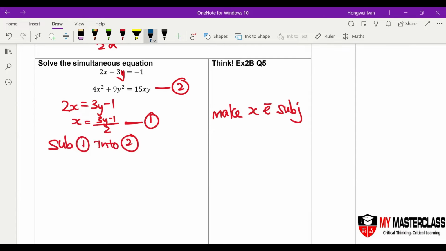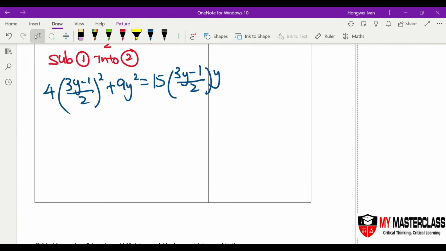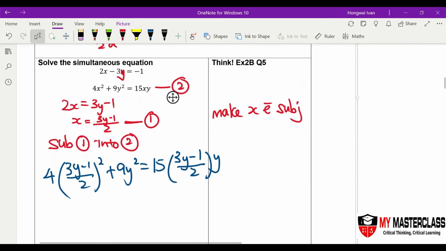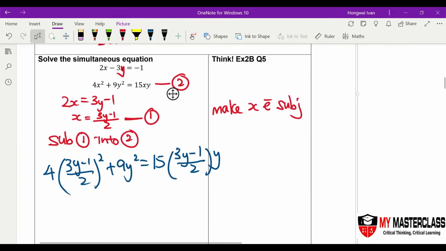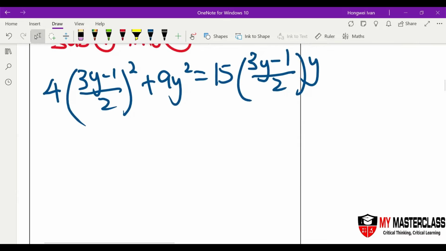Most of us did this last year already. 4 and then the x squared is 3y minus 1 over 2 squared, plus 9y squared equals 15. Be careful, some people get stuck because they forgot to sub it in here. Don't square the 4. The square belongs to the x only. You square the fraction first.